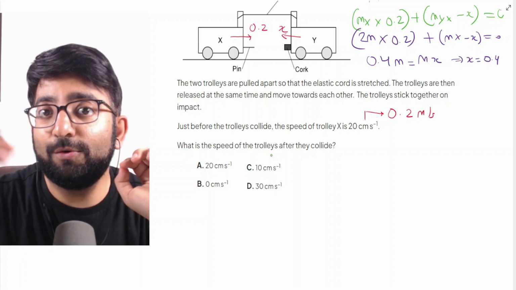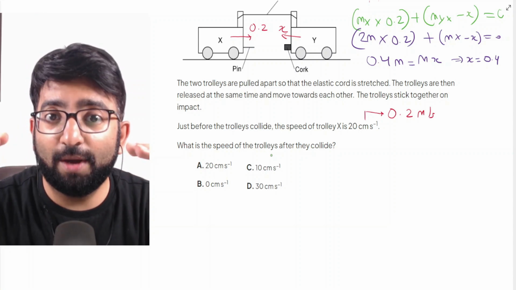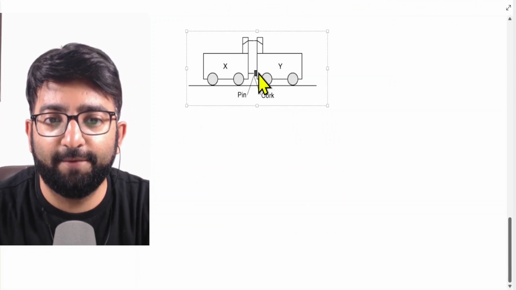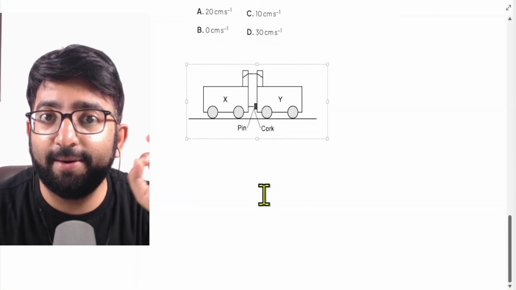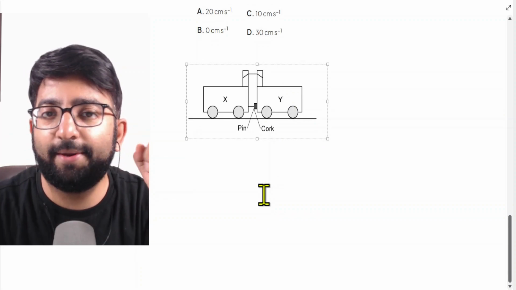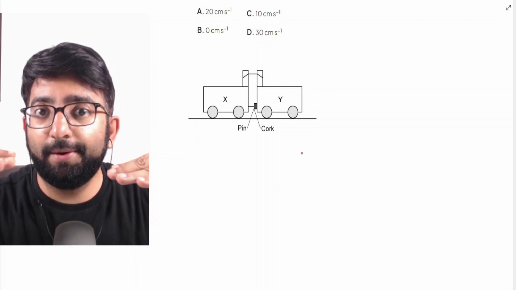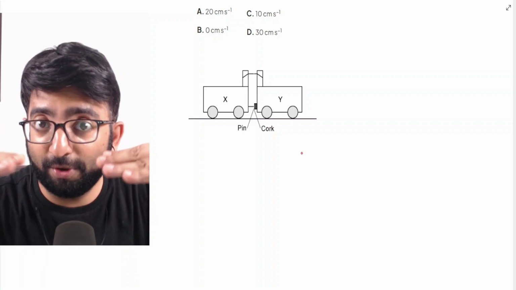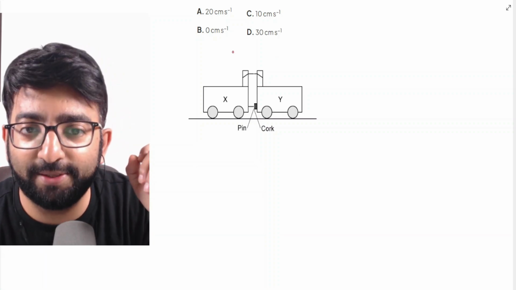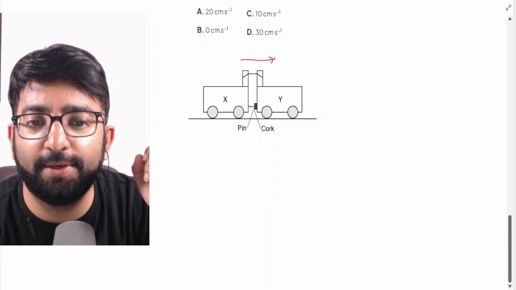All right, now coming to the after case when the two trolleys are colliding with each other. So let's draw the diagram. So here we have x and y connected. Basically, they impact and they are colliding. After the collision, both the trolleys will move together as a system because they are getting stuck on impact. So let's say the overall velocity is v.